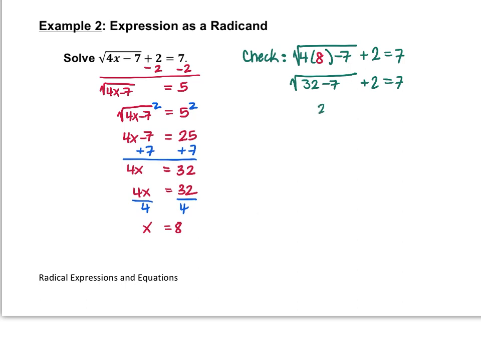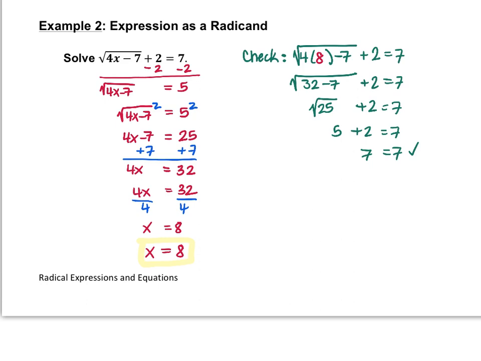32 minus 7 is 25, so we have the square root of 25, which we know is 5, and 5 plus 2 is equal to 7. 7 is equal to 7. So our answer works. x equals 8 is our final answer.